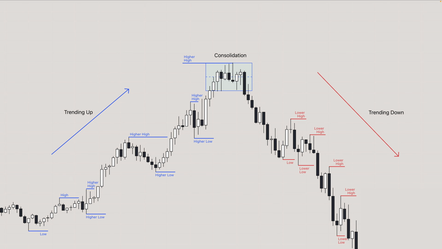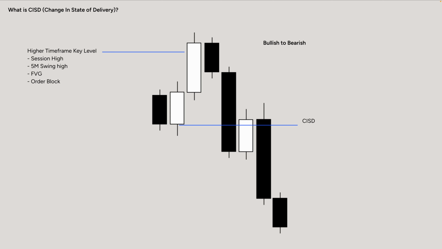So for me, a swing high is when the high of a candle is higher than the high of the candle on the left and higher than the candle's high on the right. The opposite for a swing low. So the low of the middle candle needs to be lower than the low of the candle on the left and the low of the candle on the right. The only entry model we will be using on the lower time frame will be the CISD model.